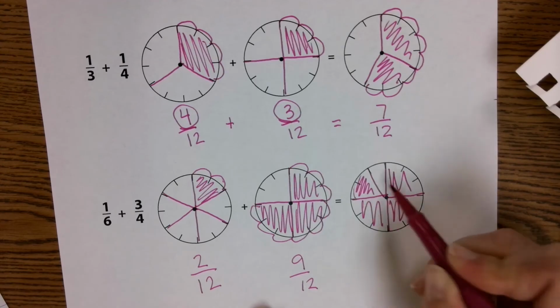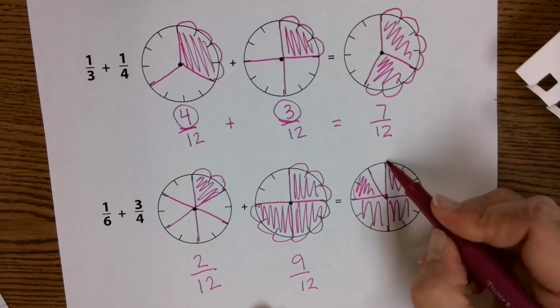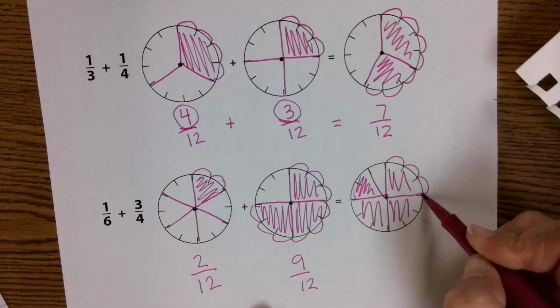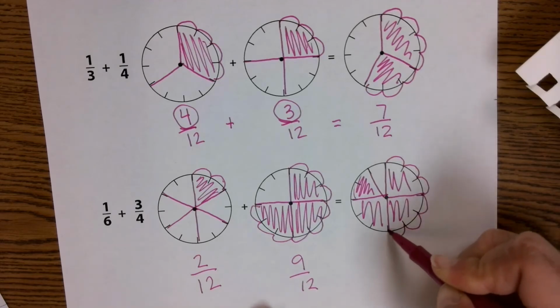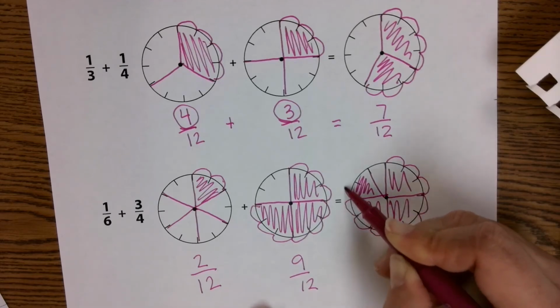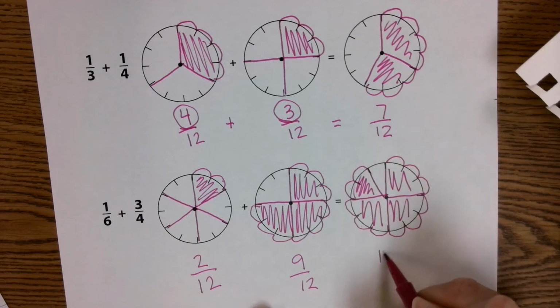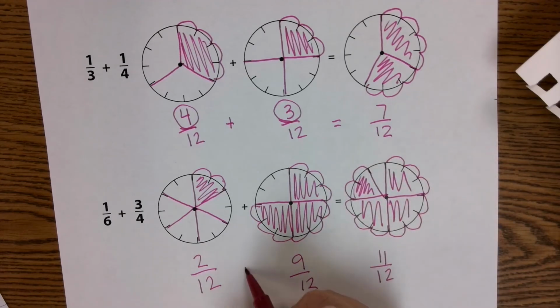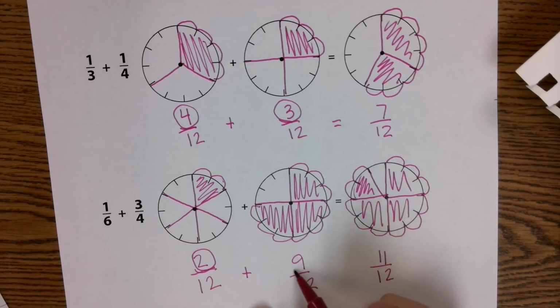And I can see that that gives us the 11 twelfths, or I can count 1 twelfth, 2 twelfths, 3 twelfths, 4 twelfths, 5 twelfths, 6 twelfths, 7 twelfths, 8 twelfths, 9 twelfths, 10 twelfths, 11 twelfths. And also 2 plus 9 will give me the 11. So 2 twelfths plus 9 twelfths gives me the 11 twelfths.